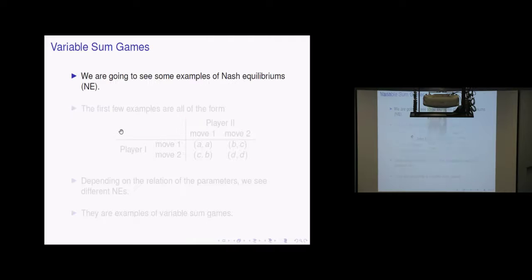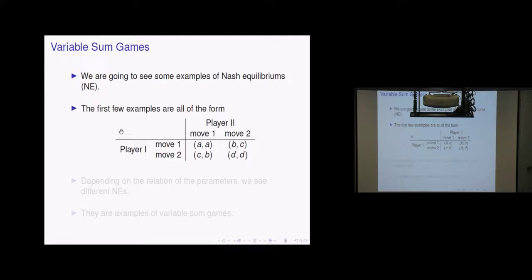And okay, so now let's look at some examples. These examples are in the category of variable sum games. In each of the situations, we want to find whether there is a Nash equilibrium, or there isn't one, or there is more than one. So we are going to see some examples of Nash equilibria, call it NE.